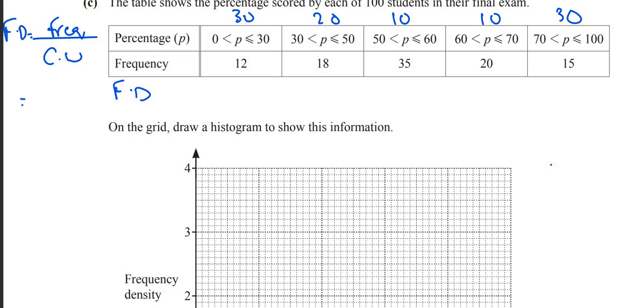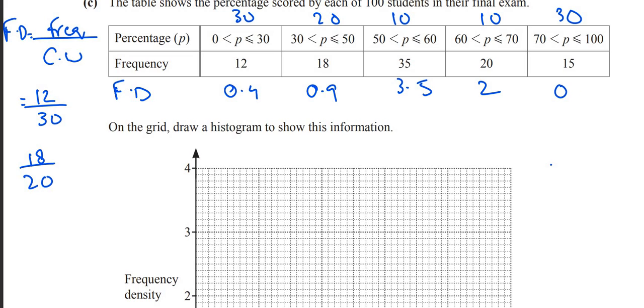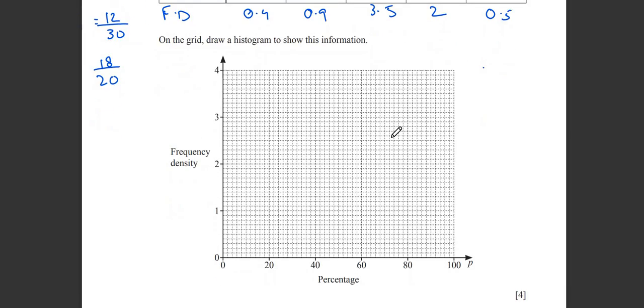So for the first one, I will do frequency divided by class width. 12 divided by 30 is 0.4. Second one, 18 frequency divided by class width, 18 divided by 12, 0.9. Then I will do 35 divided by 10, 3.5. 20 divided by 10, 2. 15 divided by 30, 0.5. I got the frequency density. Now I will draw the graph.